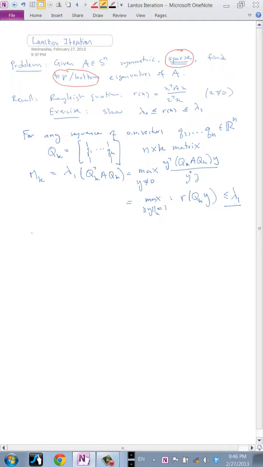And similarly, little mk is going to be equal to the min. I'm skipping all the steps that I just wrote for the max, but they're identical. So it's the min over y with unit Euclidean norm of R of QK y. And for similar reasons, this is going to be greater than the smallest eigenvalue.